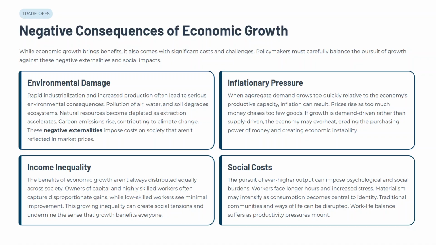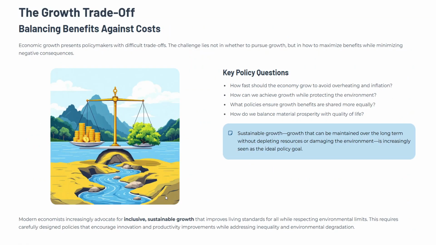Increased income inequality. The benefits of economic growth are not always shared equally. Sometimes the rich get much richer while the poor see little improvement, widening the gap between them. Potential for social costs. Rapid growth can lead to stress, structural changes that displace workers, and a focus on materialism over other social values.